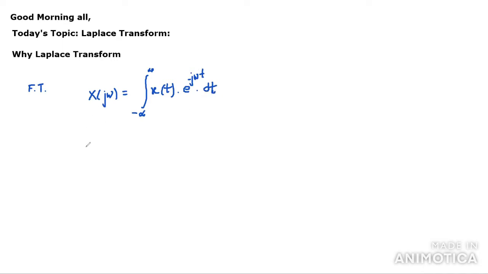In the Fourier transform and inverse Fourier transform, as we already know, x of t is equal to 1 divided by 2 pi times the integral from minus infinity to plus infinity of x of j omega e power plus j omega t d omega.